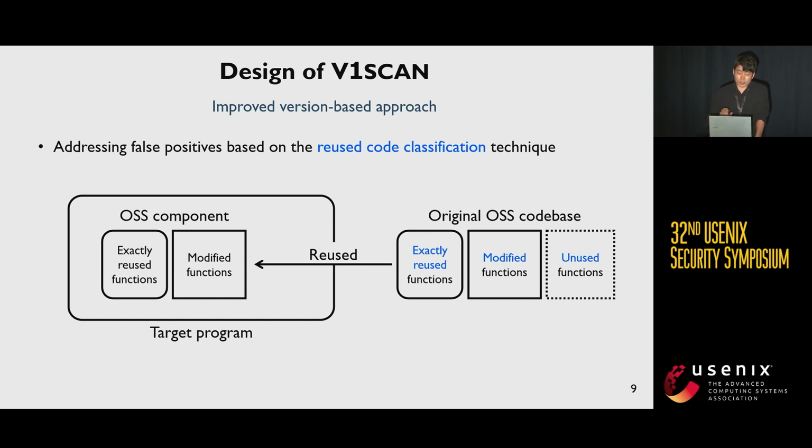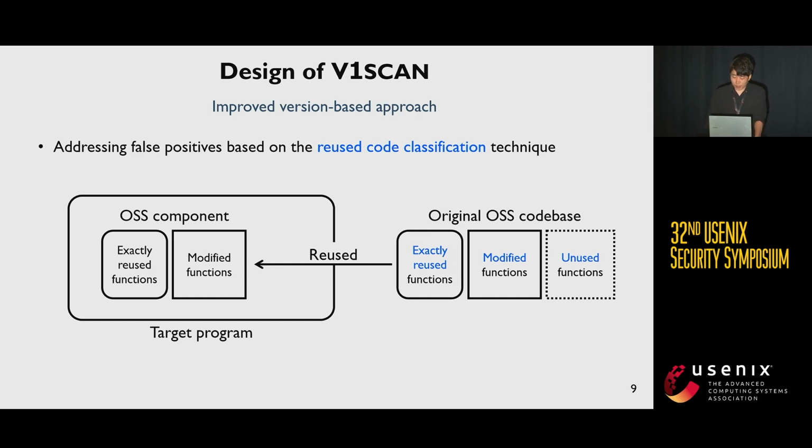To address false positives in the existing version-based approaches, V1SCAN uses the reused code classification technique. After identifying the third-party components in the target program, we examine the original OSS code base for our components, and then classify the functions contained in each code base into the following 3 categories: exactly reused, modified, and unused functions. Among the 3 groups, only the exactly reused and modified functions are contained in the target program. We perform this reused code classification based on fuzzy hash techniques, and the detailed method is introduced in our paper.